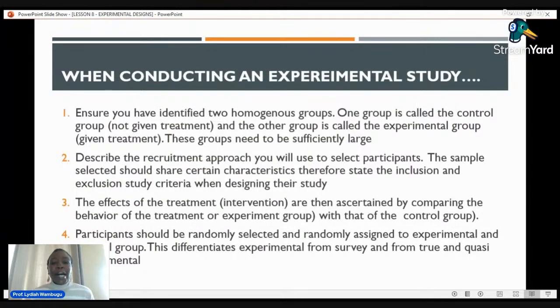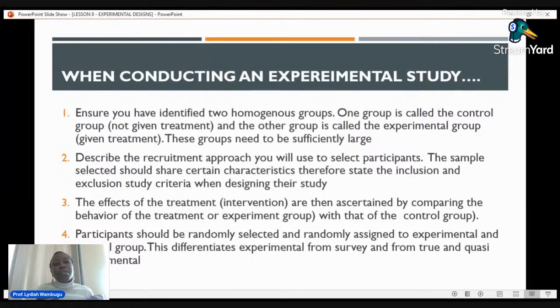When you are conducting an experimental study, sorry, that word experimental is written wrongly. So when you are conducting an experimental study, there are a few things that you need to note. Number one, ensure you have two homogeneous groups. This means that there are groups that have similar characteristics.